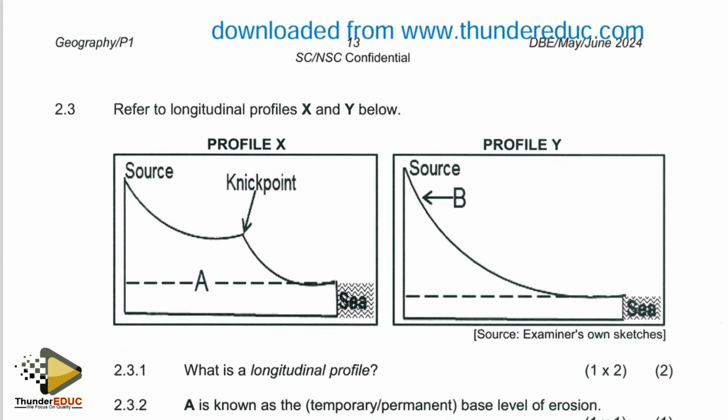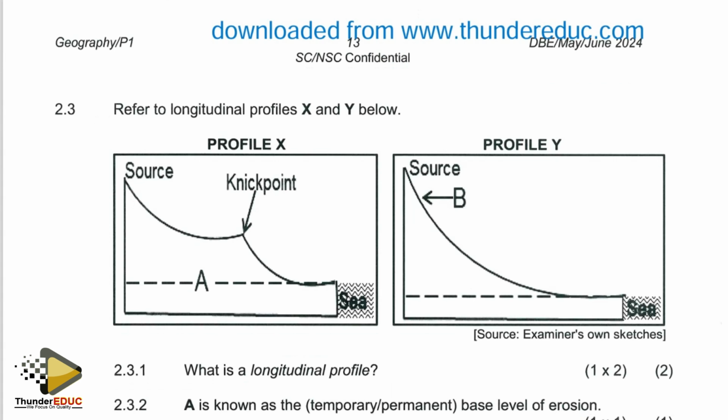Right, that is question number 2.2. Let's quickly move on to the next question, which is question number 2.3. Question number 2.3 is based on the longitudinal profile of two rivers, profile X and profile Y.